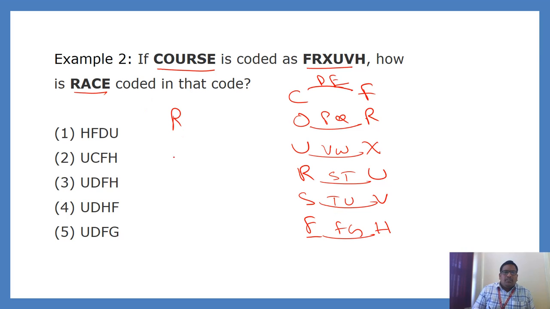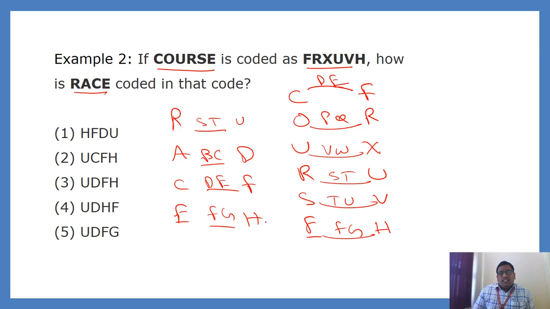So follow the same thing for R A C E. R S T U will come, A B C D, C D E F, E F G H. So U D F H. Option 3 is the answer. Clear with the point?